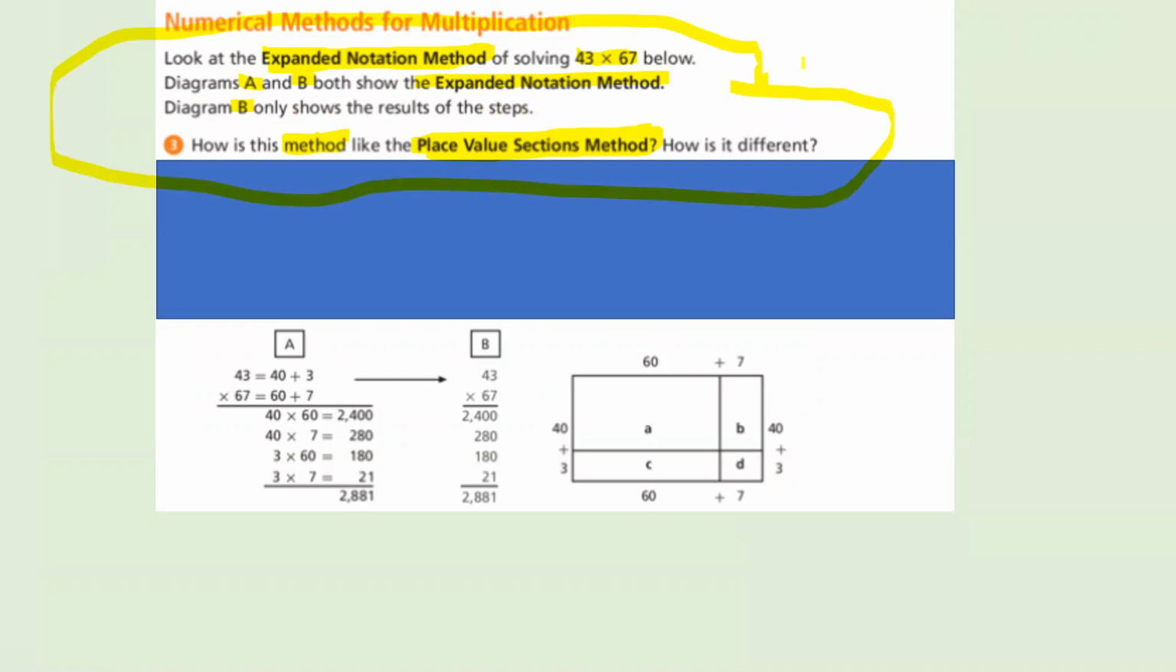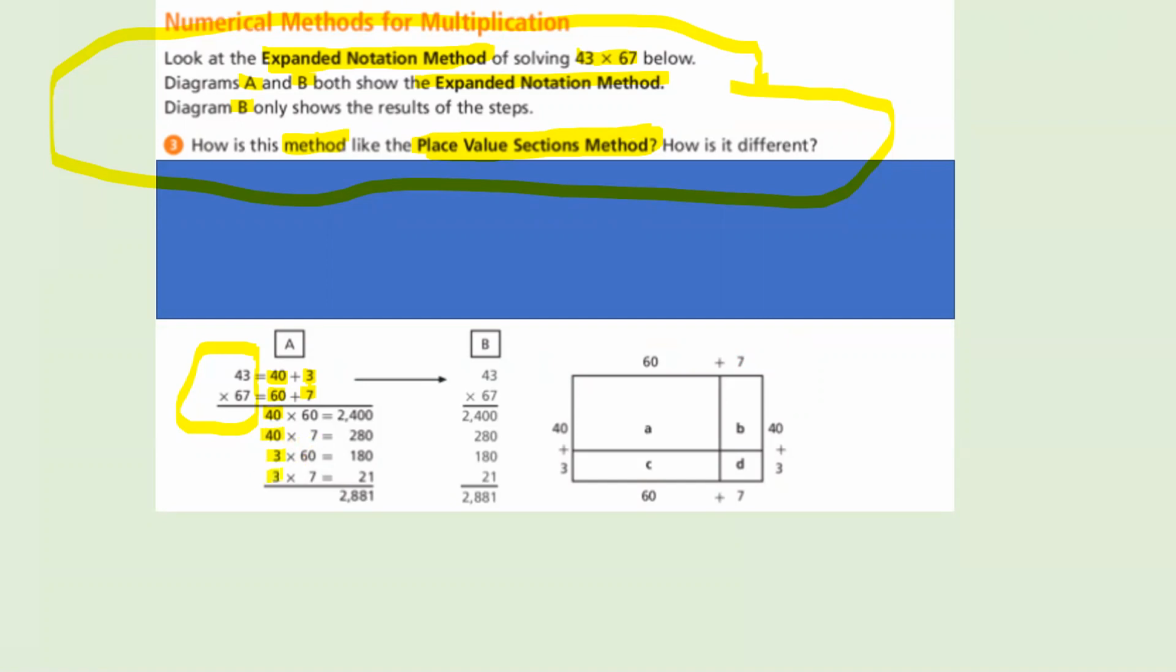So let's just kind of talk about the answer for number 3, and then we can kind of forget about this question. But basically what it's saying is, hey, this is one method. You can take 43 and multiply it by 67 by saying 43 is 40 and 3, 67 is 60 and 7. Take 40, multiply it by both 60 and 7.